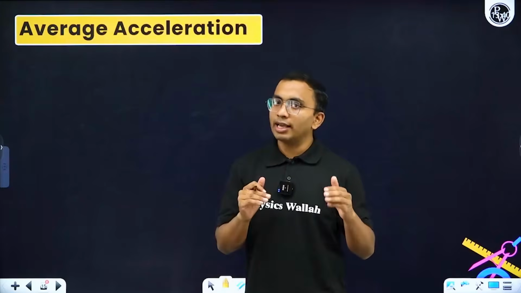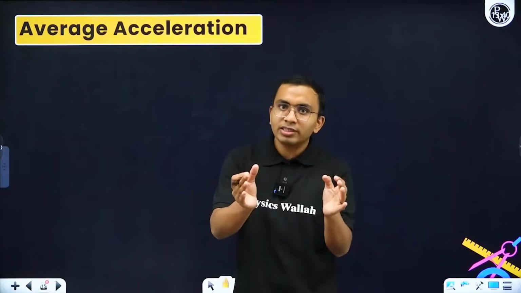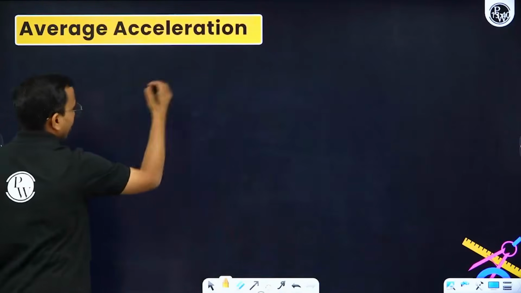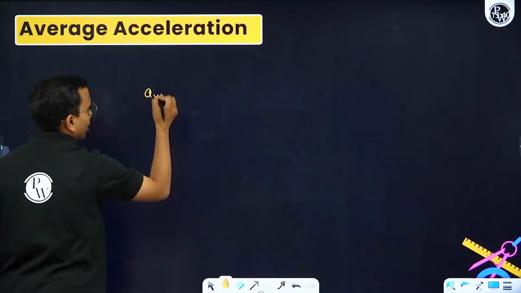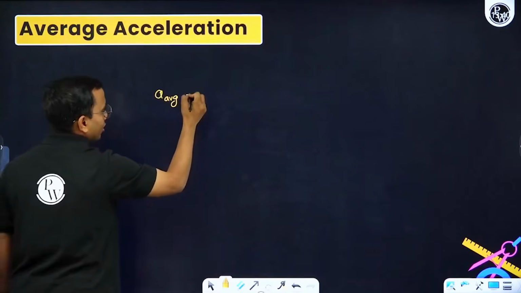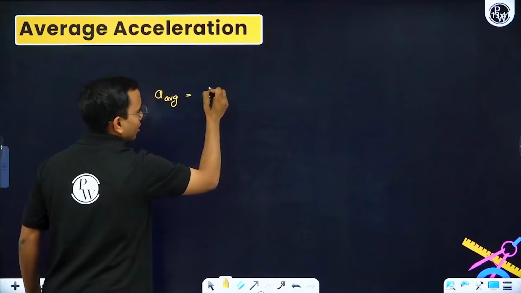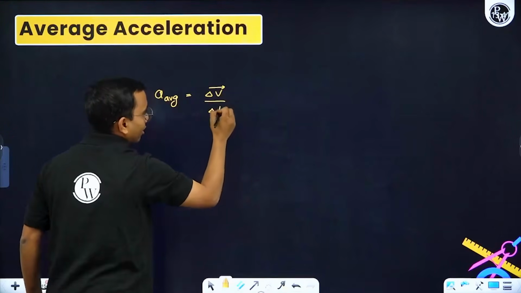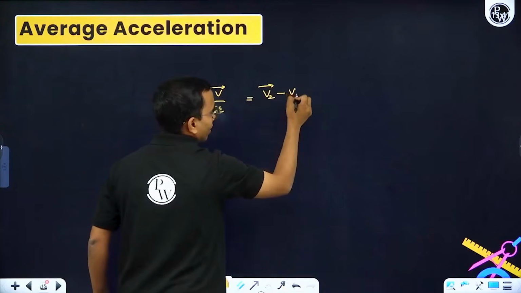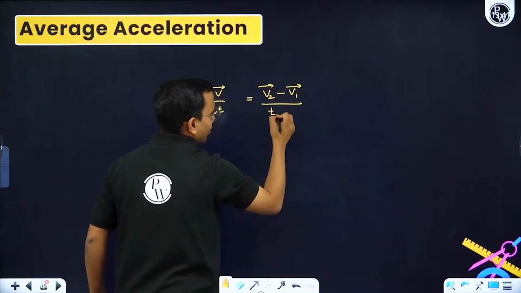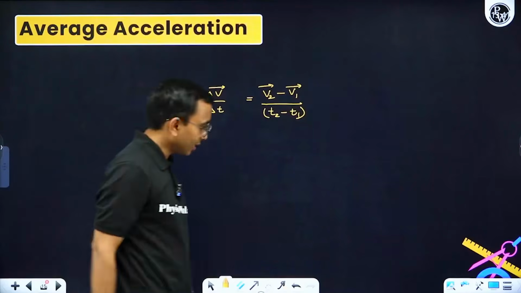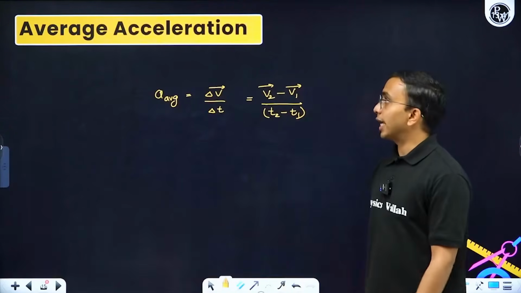Same way, if I say average acceleration, that is change in velocity divided by the time interval. So I'll say average acceleration, this is my change in velocity divided by the time interval, or I can write it like this: final velocity minus initial velocity divided by the final time minus the initial time. Any way you can write, and that becomes my average acceleration.